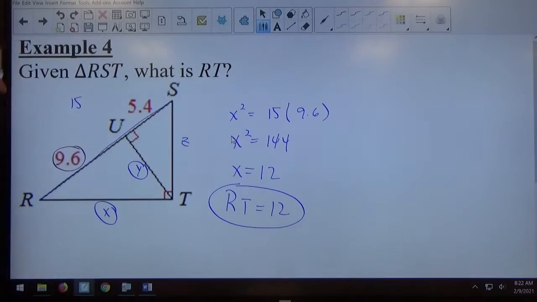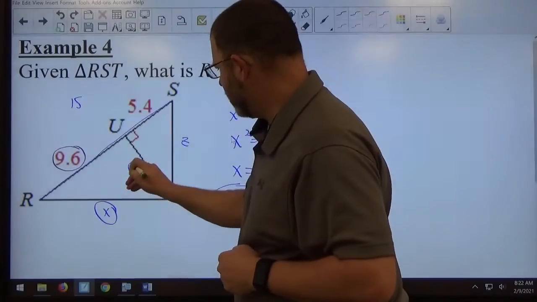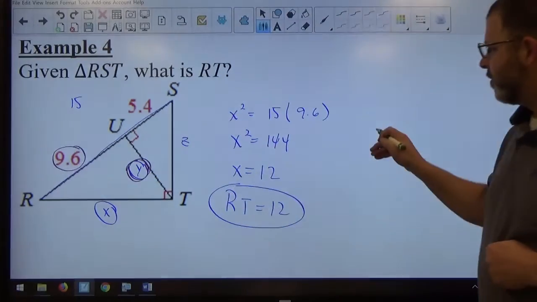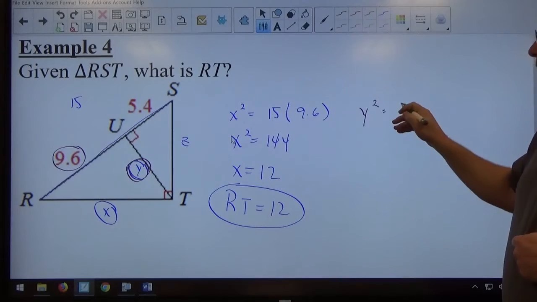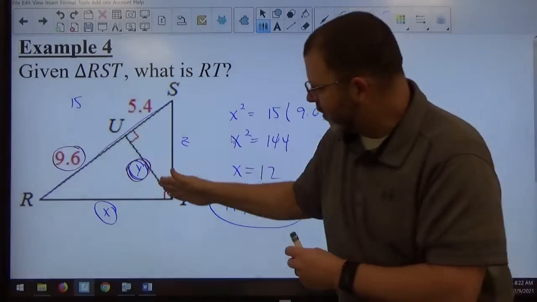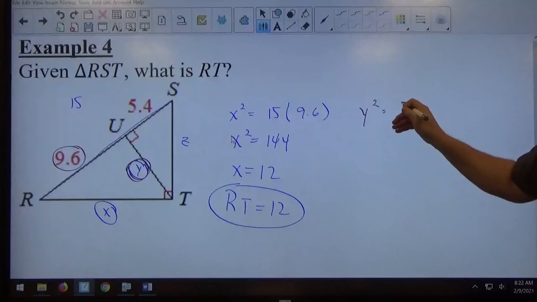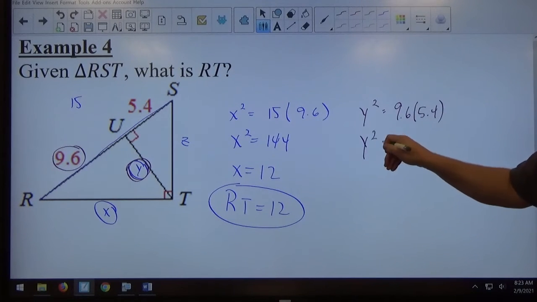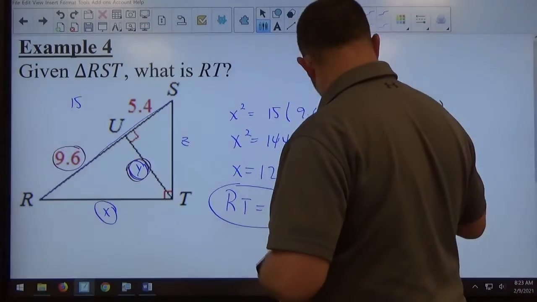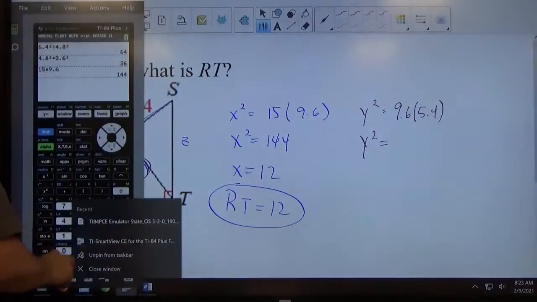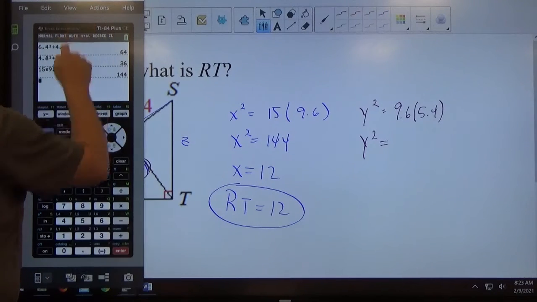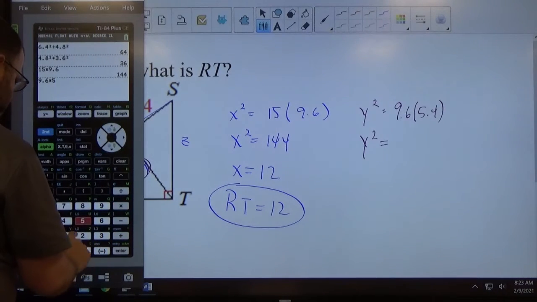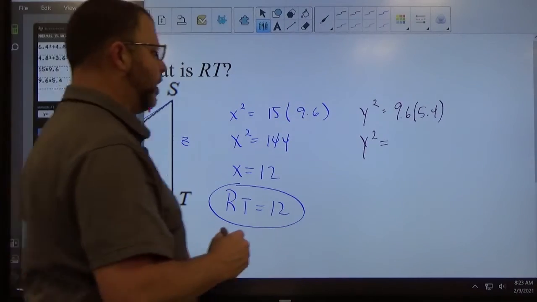They don't ask me for Y or Z, but just to apply this corollary and show you how it works, let's find UT, this piece here, I'll circle it in purple. Y squared is simply the product of these two pieces, the one in the middle. So Y squared is going to be 9.6 times 5.4. I'll get my calculator again and type in 9.6 times 5.4. So Y squared equals 51.84.